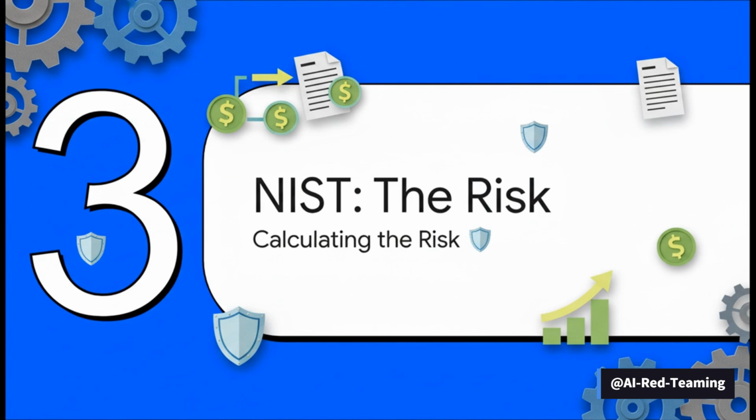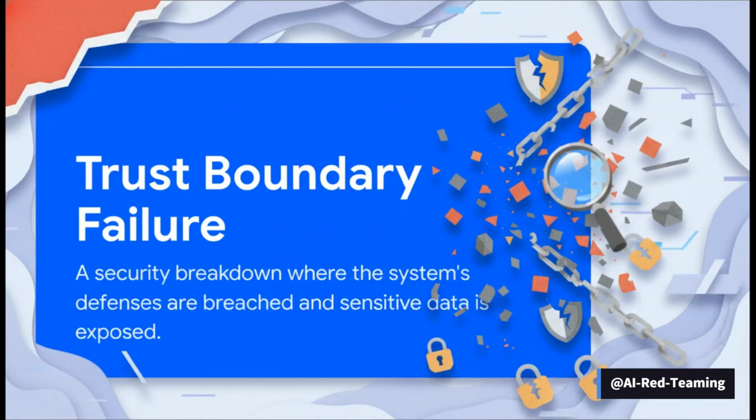Okay, on to lens number 3, NIST, the National Institute of Standards and Technology. Now, NIST comes at this from a completely different direction. They're not focused on the bug itself or even how the attacker uses it. Their big question is, so what? Why should the business actually care about this? So NIST gives us a pretty official-sounding name, a trust boundary failure, which is really just a formal way of saying the guardrails broke, the defenses failed, and sensitive stuff got out.